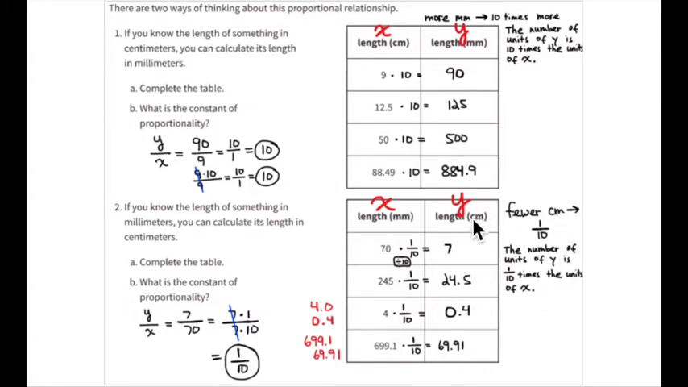So you need fewer centimeters. So you have to look at the problem and think, okay, I need fewer centimeters. What are you going to do? You're going to multiply the number of millimeters times 1/10 to get fewer centimeters, 10 times fewer, or 1/10 as many. So the number of units of y is 1/10 times the units of x.